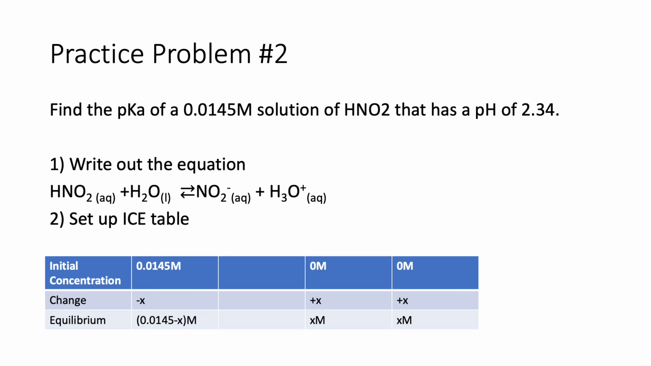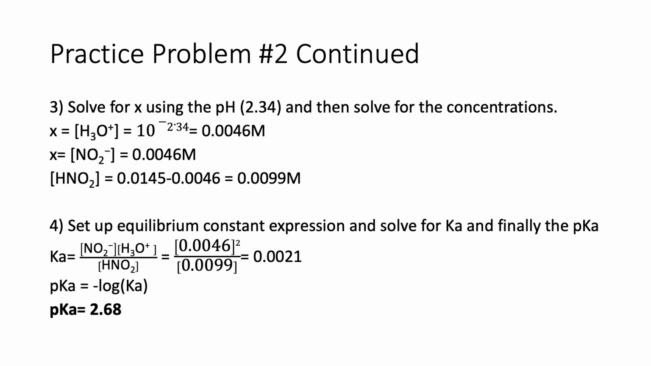We're going to do one other practice problem. This time we're looking for the pKa of a 0.0145 moles per liter solution of HNO2 that has a pH of 2.34. I won't go over these first two steps in as much detail since we already did them in the last problem. So our first step is to write out the equation, and our second step is to set up the ICE table, showing the initial concentrations, the change, and the equilibrium, and leaving out water since it's in its liquid form. For our third step, we're going to solve for X using the pH, which is 2.34, and then we're going to solve for the concentrations of the reactants and the products.